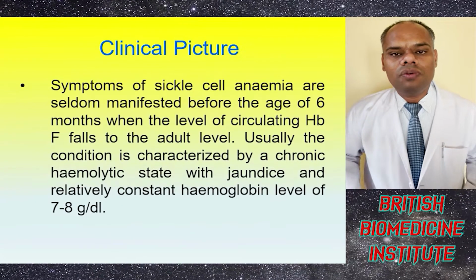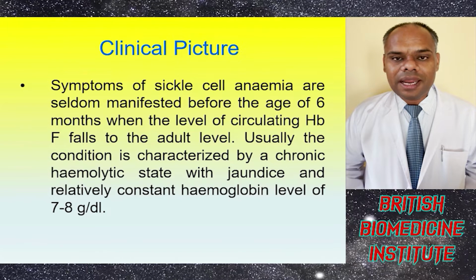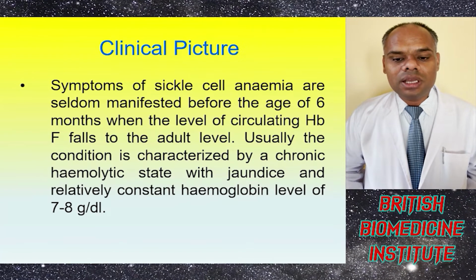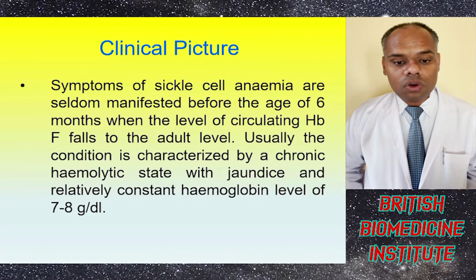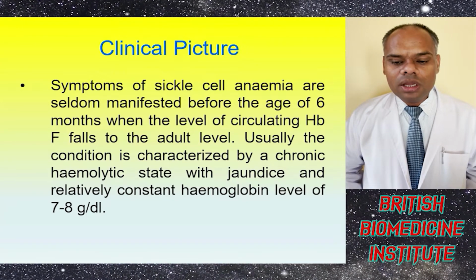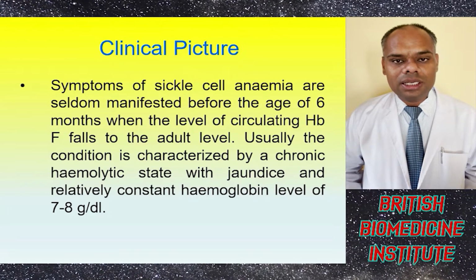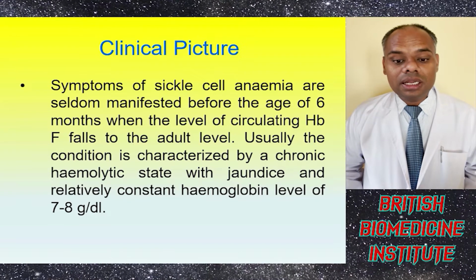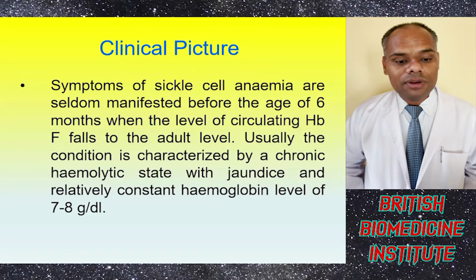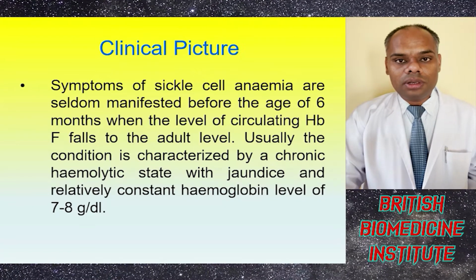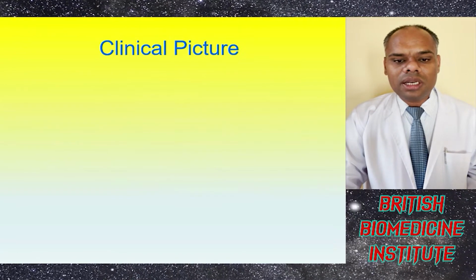Now comes the clinical picture. The symptoms of SCA, sickle cell anemia, can manifest at the age of 6 months, when the level of circulating HbF falls to the adult level. Usually the condition is characterized by a chronic hemolytic state with jaundice, and a relatively constant hemoglobin level between 7 to 8 g/dl.